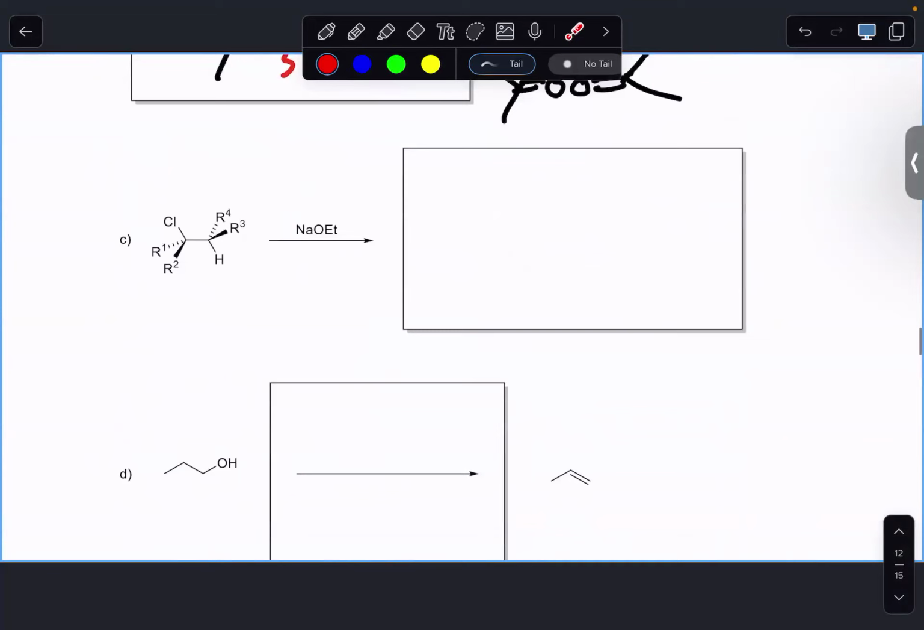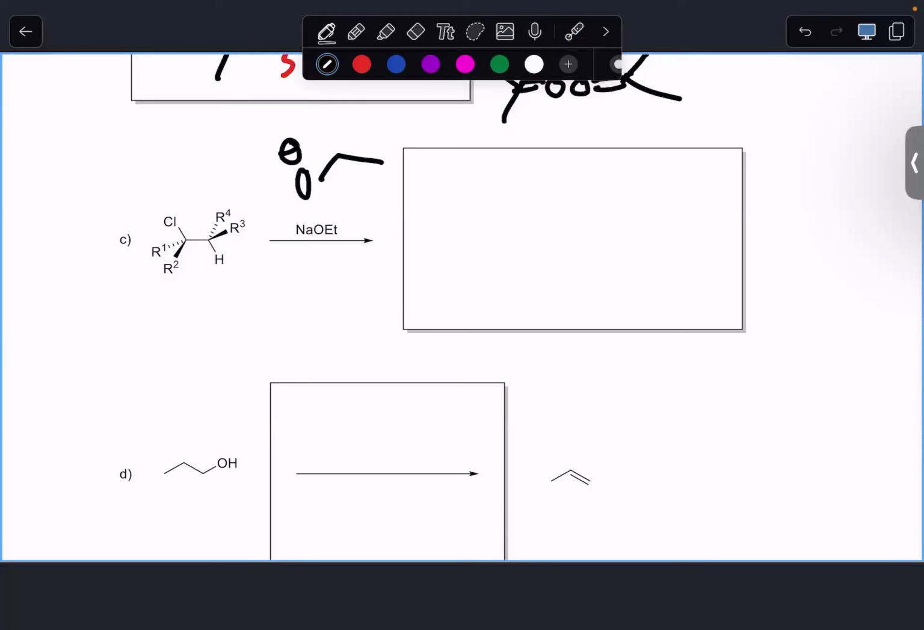Okay, we have a good leaving group. And what kind of reagent is this called here? What type of reagent is this? Is it an oxidizing agent, reducing agent, base, nucleophile? Strong nucleophile and strong base, right?